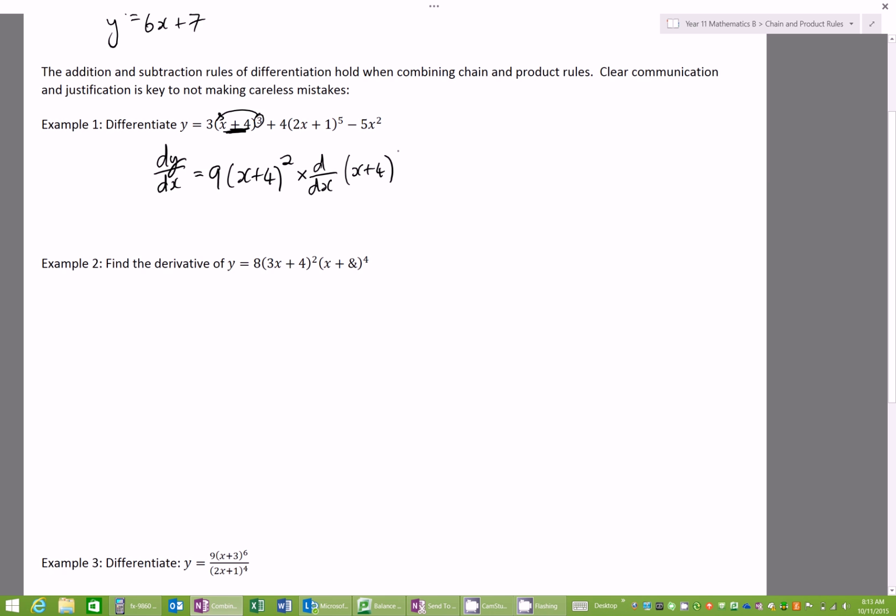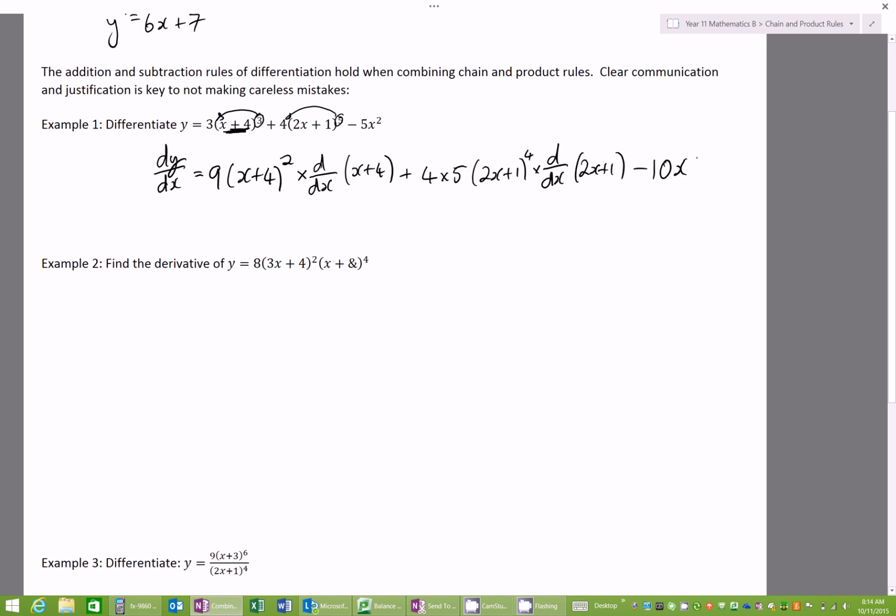I'll do the same thing to the next term. Multiply by the power. So 4 times 5. I'll write that neater. This 2x plus 1, I'm going to reduce the power by 1 and multiply by the derivative of the thing inside. And for the last term, I'm just going to differentiate that like normal. Minus 5x squared differentiates to minus 10x.